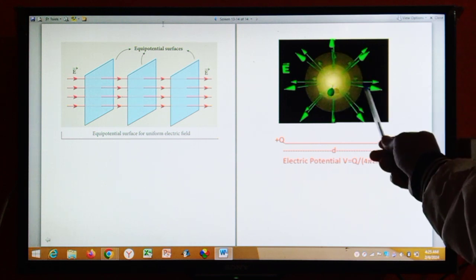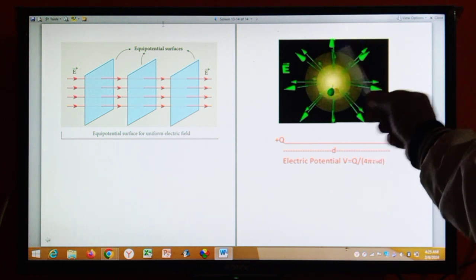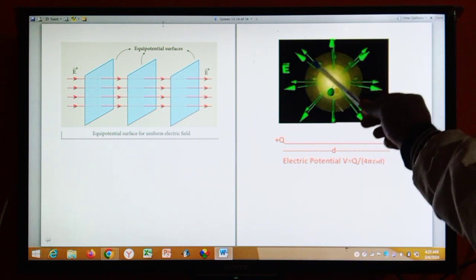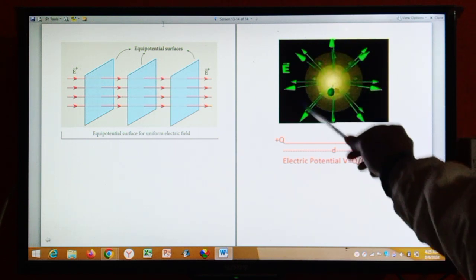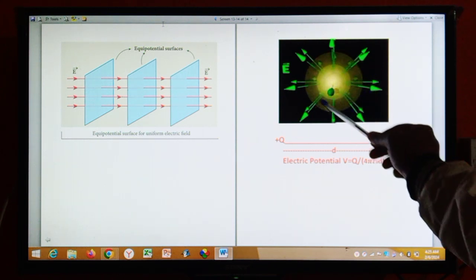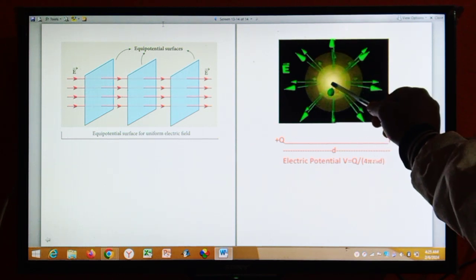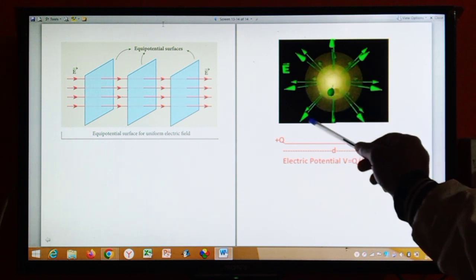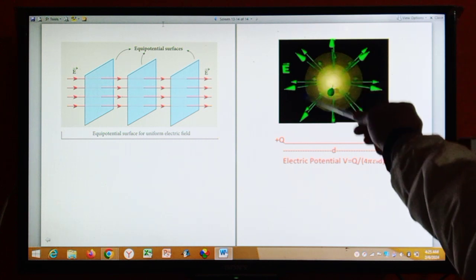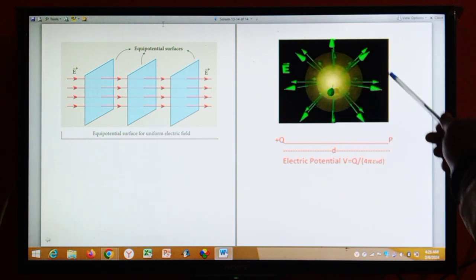Right? Now, let's suppose we have a three-dimensional sphere. At the circumference or on the surface of this sphere, all points are at the same potential if there is a charge at the center. So this surface is an equipotential surface, correct?